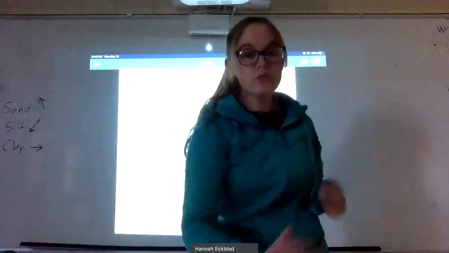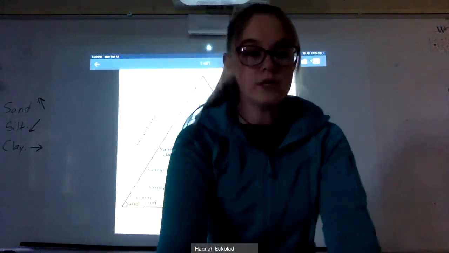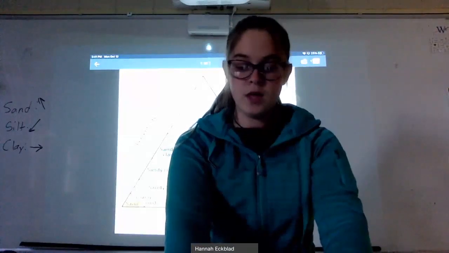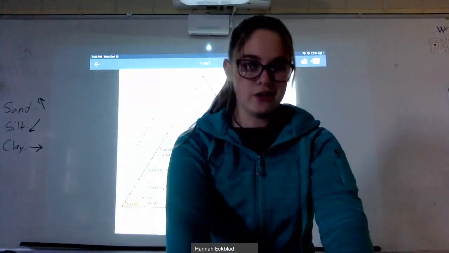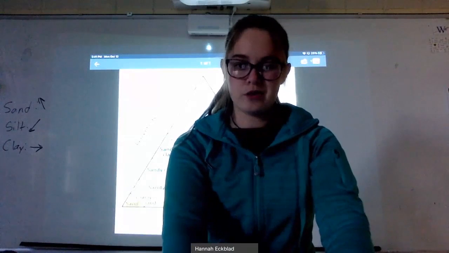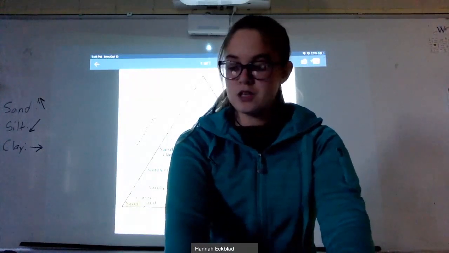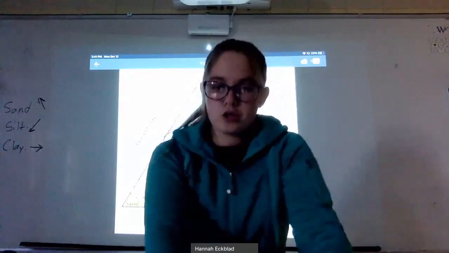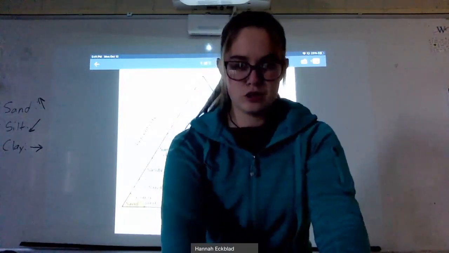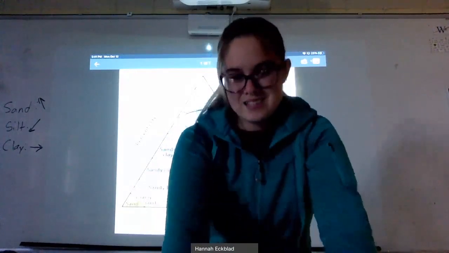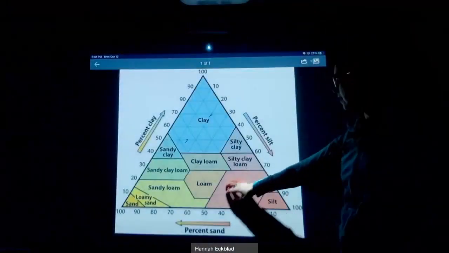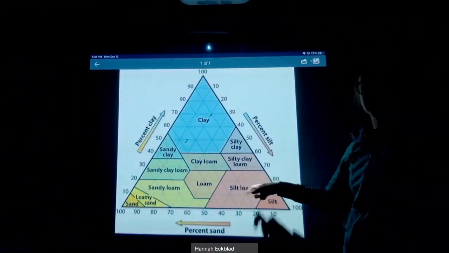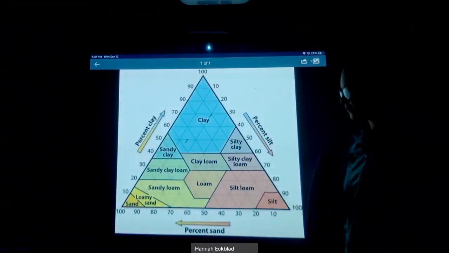So, if you had lab with me, what we did is we went outside and we textured soil by feel. This soil triangle helps explain what those textures mean. For example, we might have textured a soil and thought it was a silt loam. Well, what is a silt loam? On this chart here, it shows what percentages sand, silt, and clay it can be.